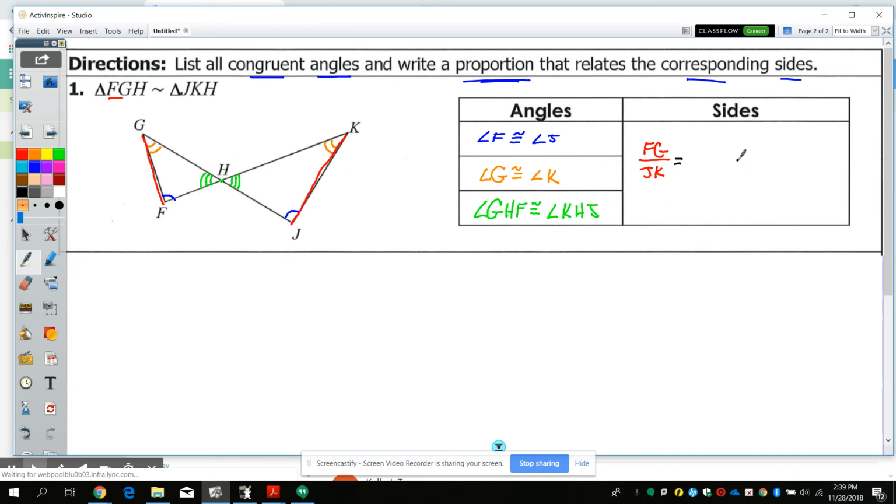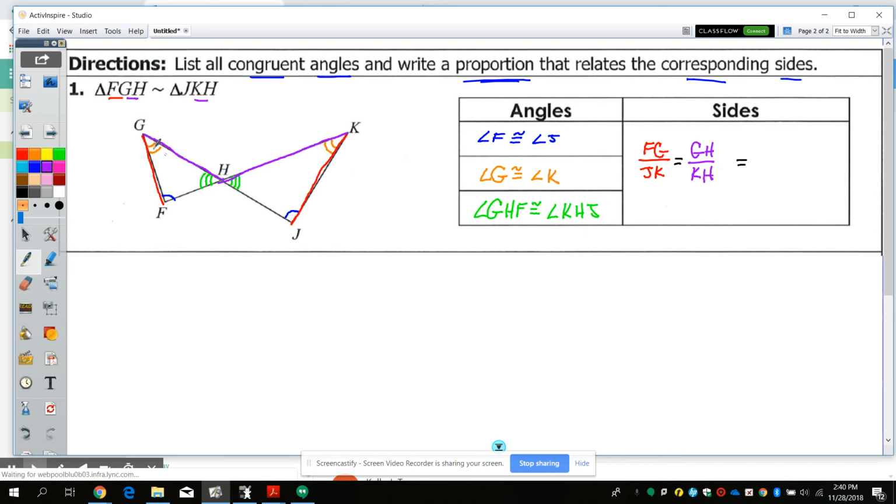Now, since there are three sides, I know I'm going to have three ratios. Let's see, I haven't used, let's go with purple. Okay, so now we've got GH, next two letters. Oh, that's purple. GH and KH. So here's GH. And here's KH. Okay, so we'll go GH matched up with KH.